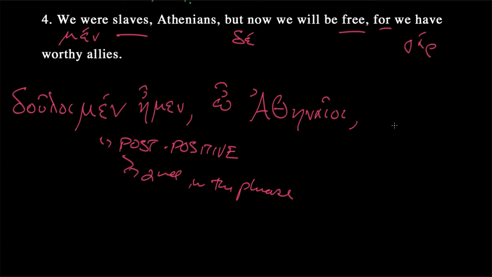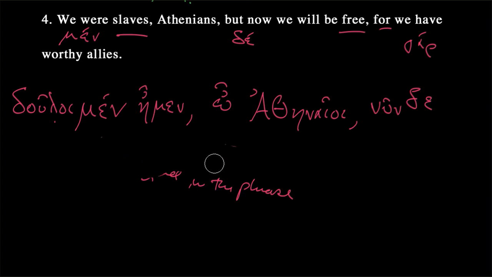Athenaioi. But now. So what's the word for now? Noon. But. That de. So now we've got the men and the de. Both post-positive. Both coming after kind of first word. This is the primary word in each phrase. First douloi, then noon. And you'll see this noonde frequently in Greek. That's how they want to do it. It was one way, but now, as things stand, it's different. So we were slaves, O Athenians, but now we will be free.